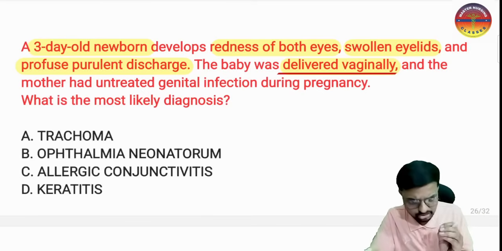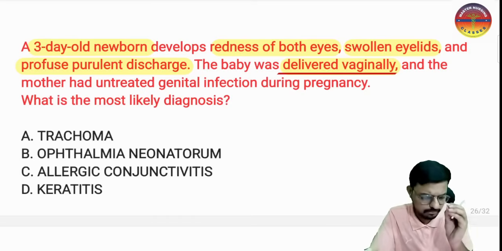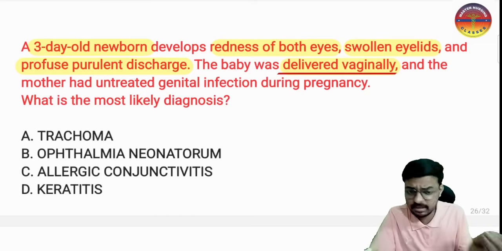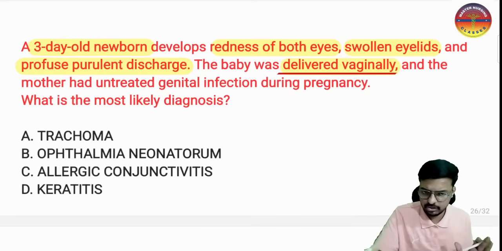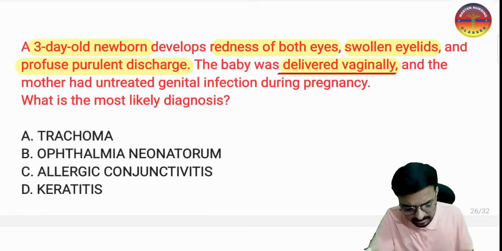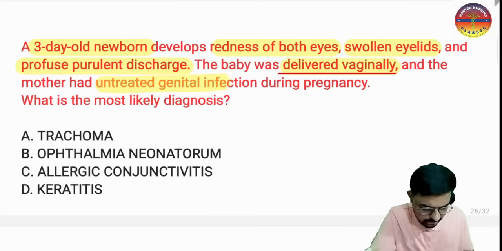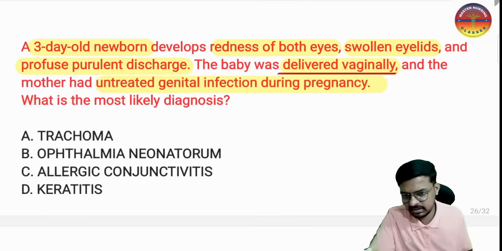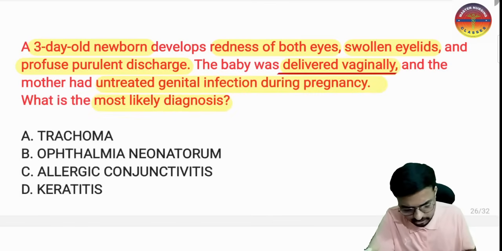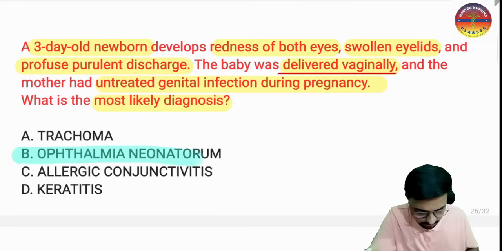This is the most common route of transmission of infection in ophthalmia neonatorum, that is, from the mother's birth canal to the eyes of the baby. Very important. Okay, yes sir. The baby was born per vaginal delivery, and the mother has an untreated genital tract infection during the pregnancy. So what is the most likely diagnosis? Usually the answer is ophthalmia neonatorum, which is a very important thing here.